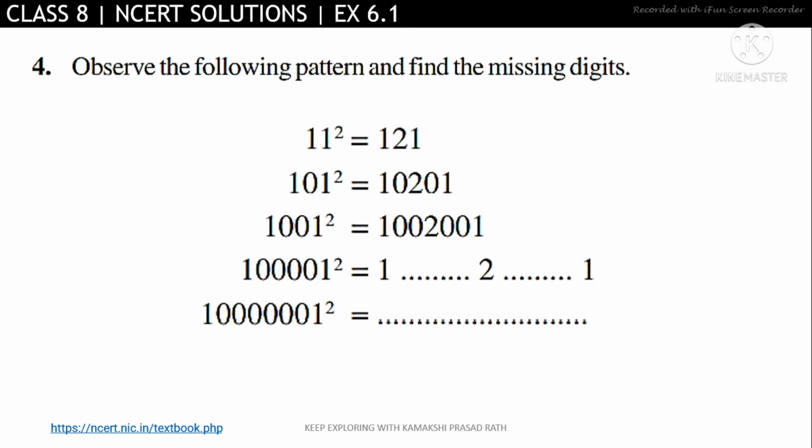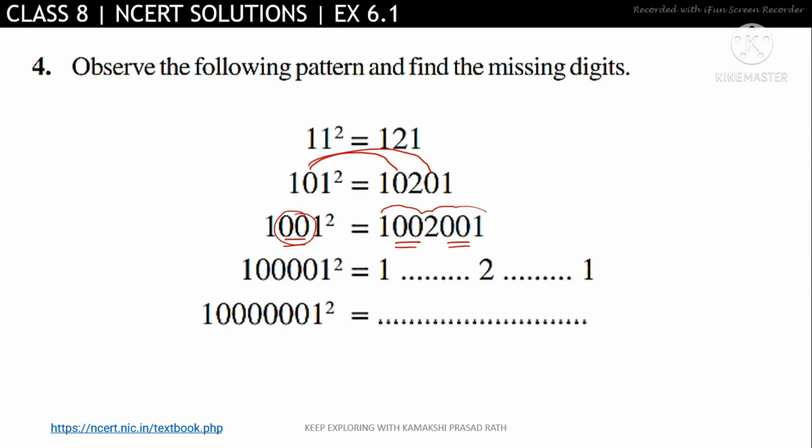Next, we have to observe the following and find the missing digits. So see the pattern here, 11 squared is 121, 101 squared is 10201, then 1001 squared is 1002001. So what is the pattern? If 1 zero is there, we are using 1 zero in between 1 and 2. If there are 2 zeros, we are using 2 zeros in between 1 and 2. So first is 1 0 0 2 0 0 1 because we are having 2 zeros here.